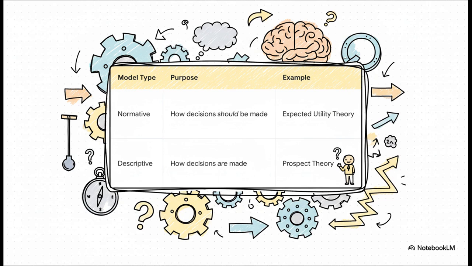Now, within these frameworks, we have different kinds of models. This table breaks it down nicely. You have normative models, which describe how we should make decisions if we were perfectly logical robots. Then you have descriptive models, which describe how we actually make decisions, like how we tend to fear losing $20 more than we enjoy gaining $20. You really have to understand both the ideal and the reality to make progress.